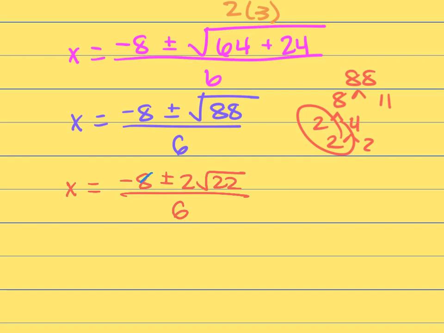From here, the negative 8 is going to turn into a negative 4, the 2 becomes a 1, the 6 becomes a 3, so that's x is equal to negative 4 plus or minus the square root of 22 all over 3.